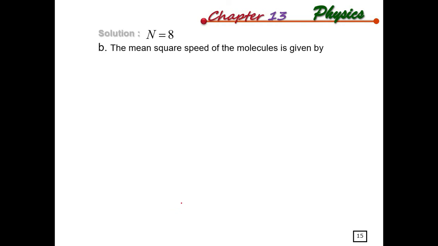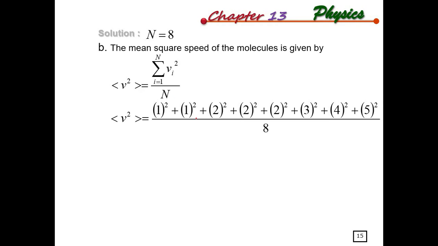B: The mean square speed of the molecules is given by this equation. The mean square speed equals the summation of v squared from number 1 until number n over n. So we put the numbers in the equation: 1 squared plus 1 squared plus 2 squared until the last one, 5 squared, over 8, where 8 is the number of molecules. Then we get the answer: the mean square speed of the molecules equals 8 meters squared per second squared.